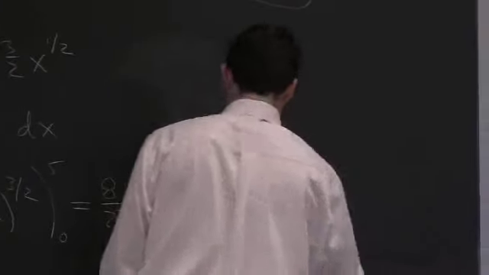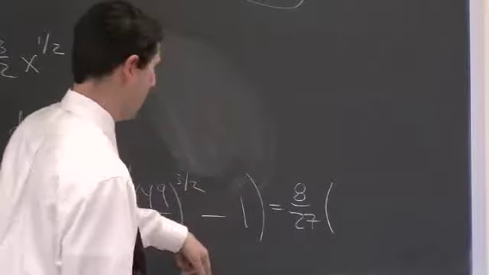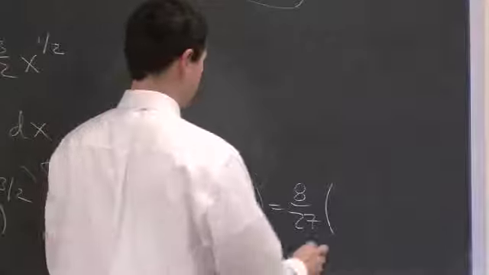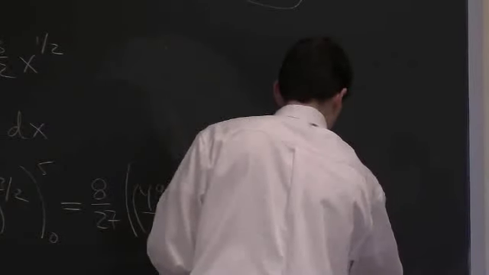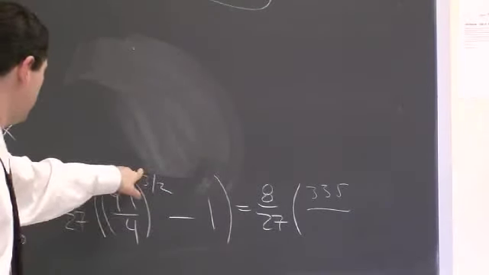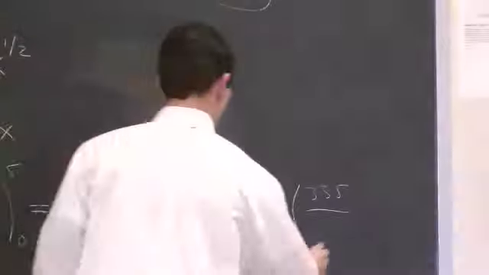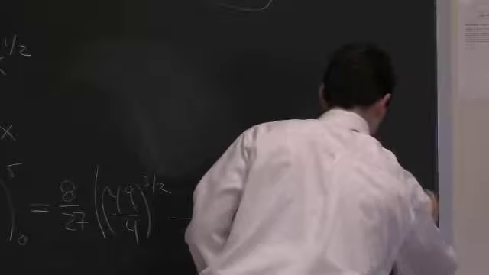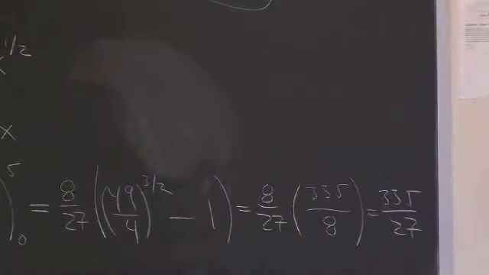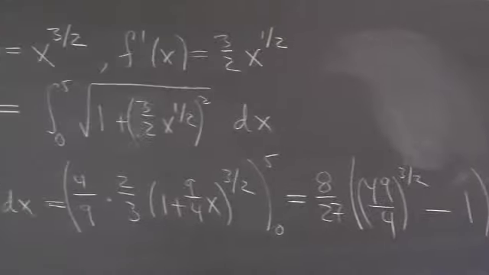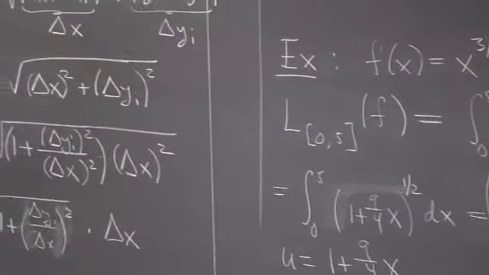I can't help myself. So you get 343 over 8 minus 1, so we have to subtract 8 from 343, and you get 335. Was it 16? If we square root, you get 2, cube it, you get 8. Yeah. And then the 8's cancel. That's really nice. Look at that, I just can't help myself. Arithmetic is fun. Good, good, good. So that's how you find the arc length.